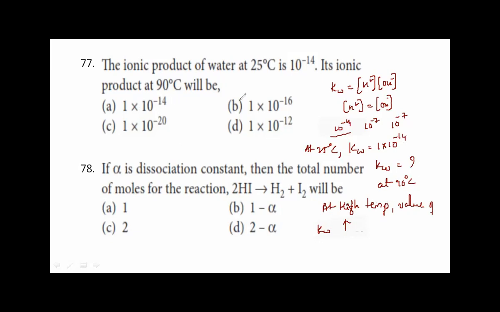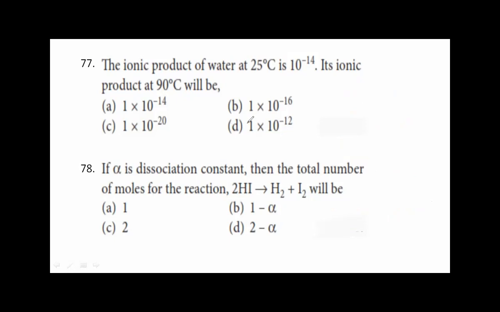So 10 raised to minus 14, no. 10 raised to minus 16 is less. 10 raised to minus 20 is also less. More means 10 raised to minus 12. Understood? So it will increase. The ionic product of water will increase. That means this negative value should decrease. Yes or no? The negative value should decrease. So option D is the correct option. Is that understood? Next question.